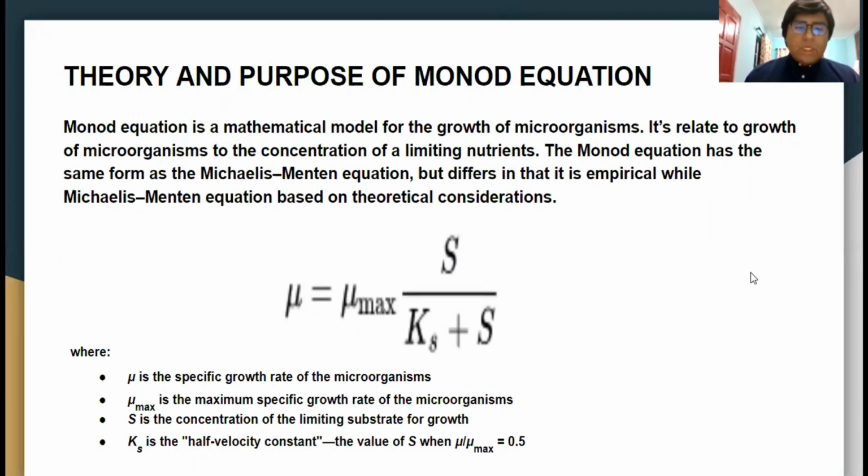Okay, so we can see the equation, which is mu equals mu max times S over Ks plus S, where mu is the specific growth rate of the microorganism. Mu max is the maximum specific growth rate of the microorganism, while S is the concentration of the limiting substrate for growth. And Ks is a constant, the half velocity constant, which is the value of S when mu over mu max equals 0.5. So this is the theory we chose.